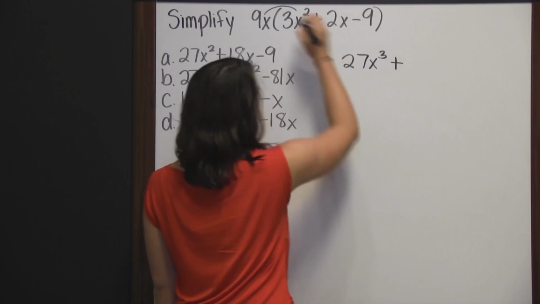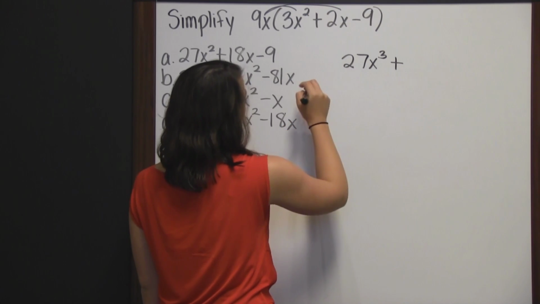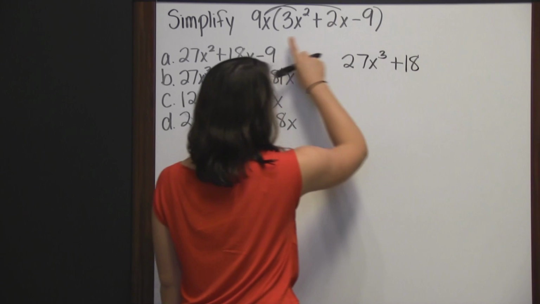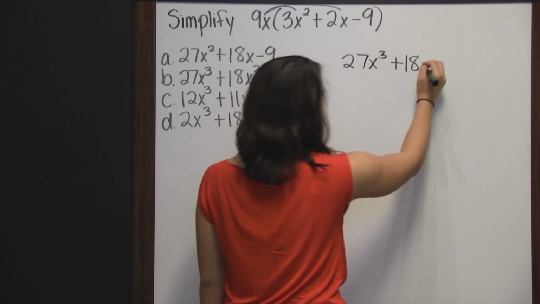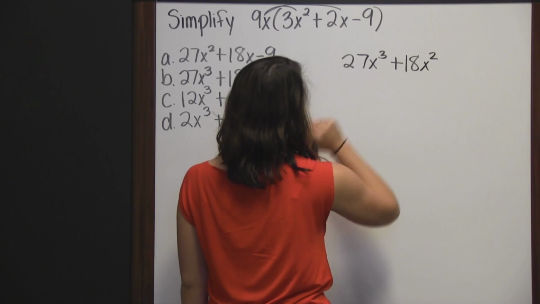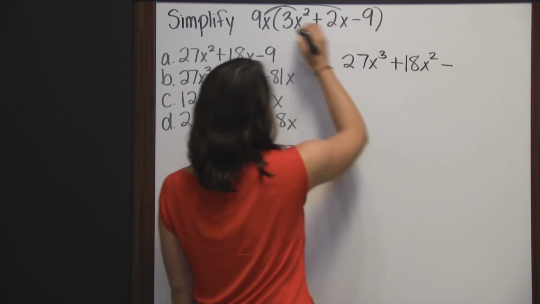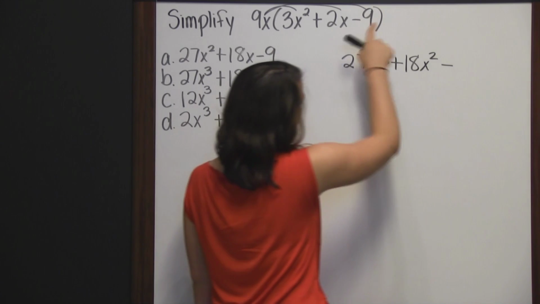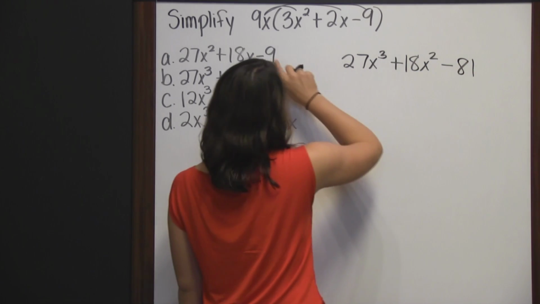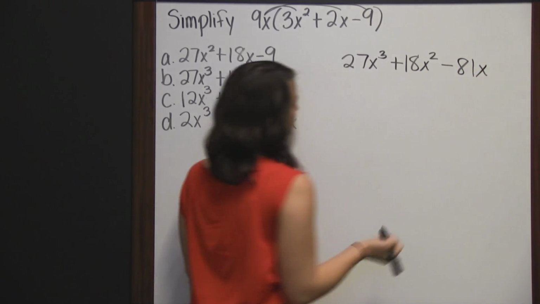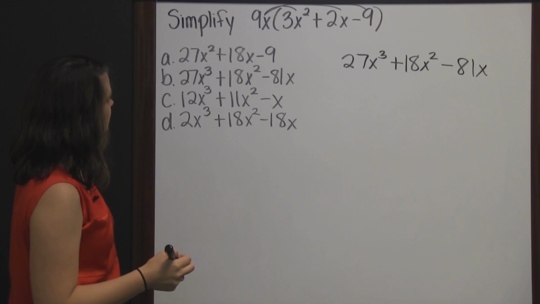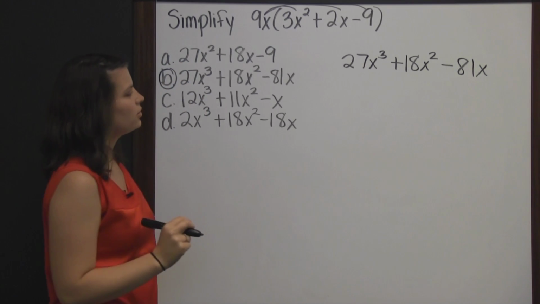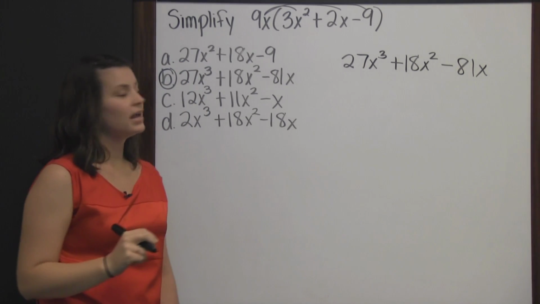Plus 9x times 2x, 9 times 2 is 18. x times x is x squared. Minus 9x times 9. 9 times 9 is 81x. And that would be answer choice B. 27x cubed plus 18x squared minus 81x.